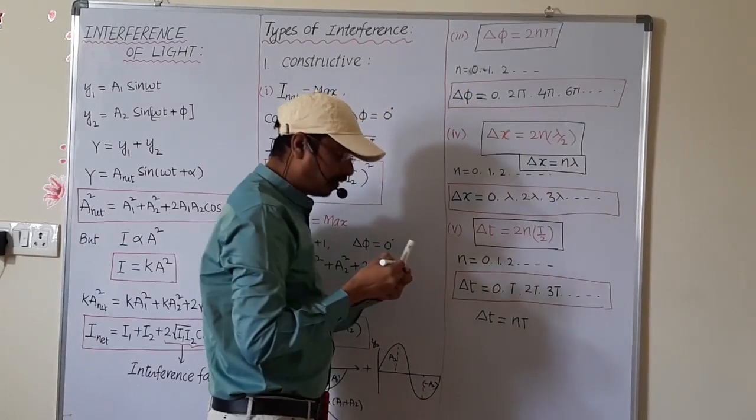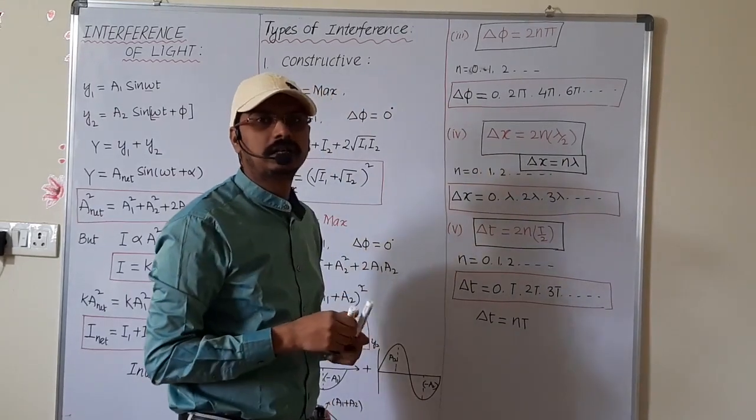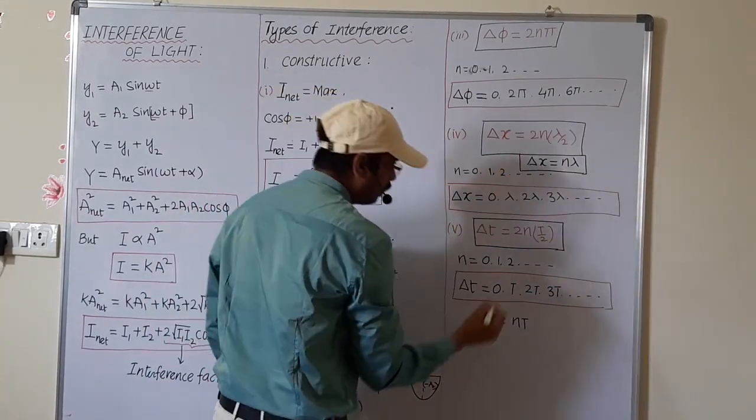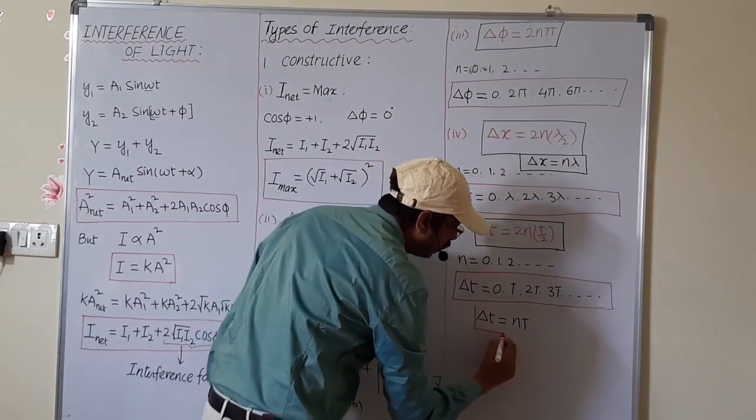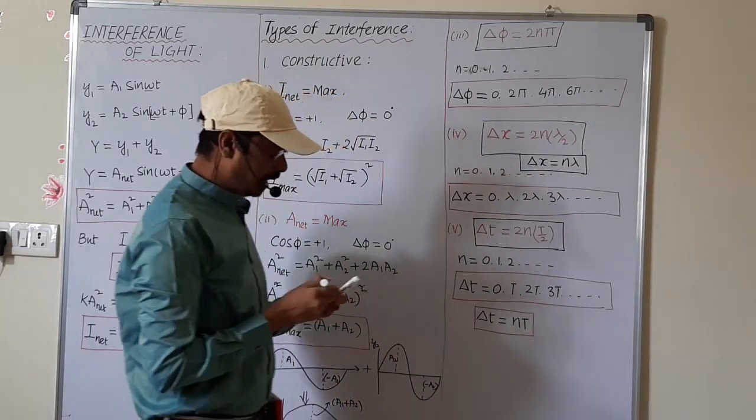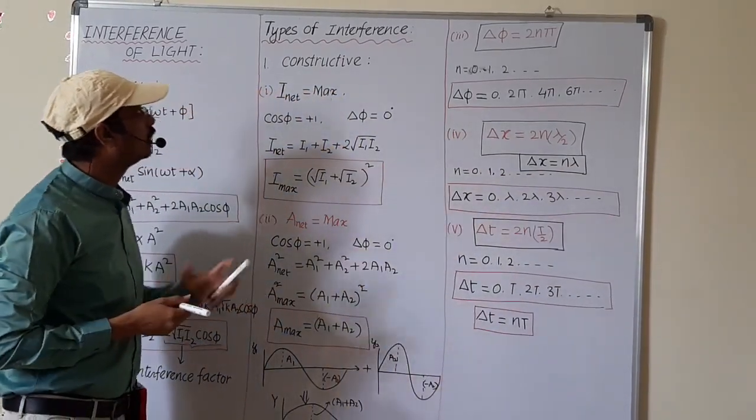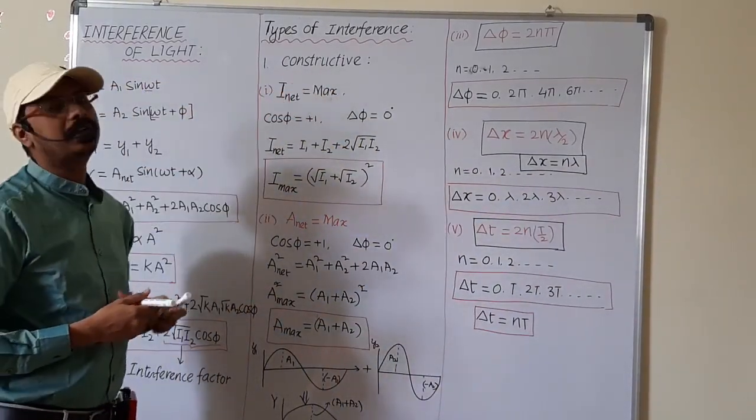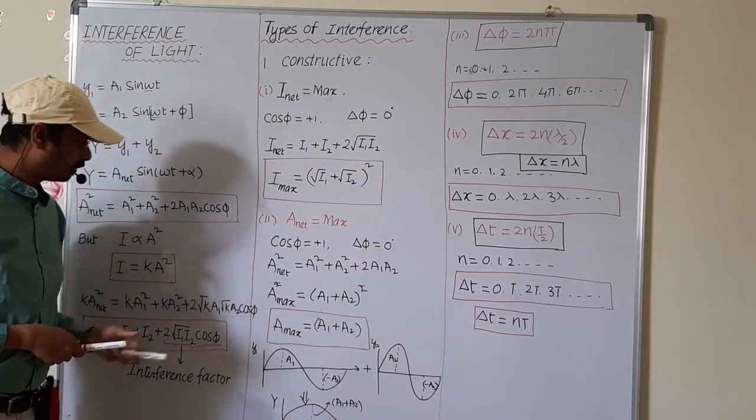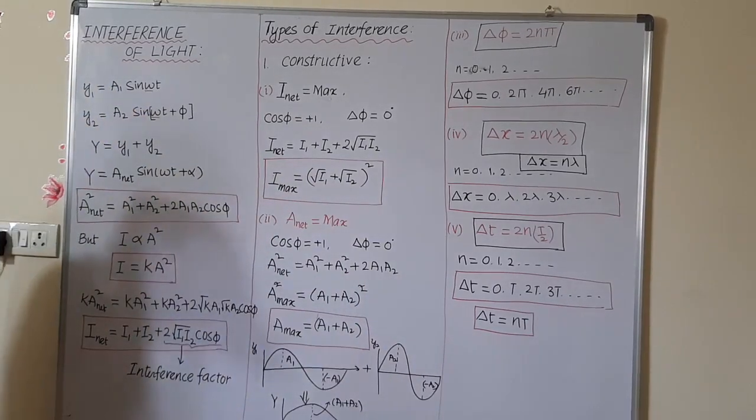This formula we can use whenever we start the Young's double slit experiment. We can find lambda, where delta x is equal to n lambda. Okay, these are the 5 things for the constructive interference. Now we will discuss the destructive interference.